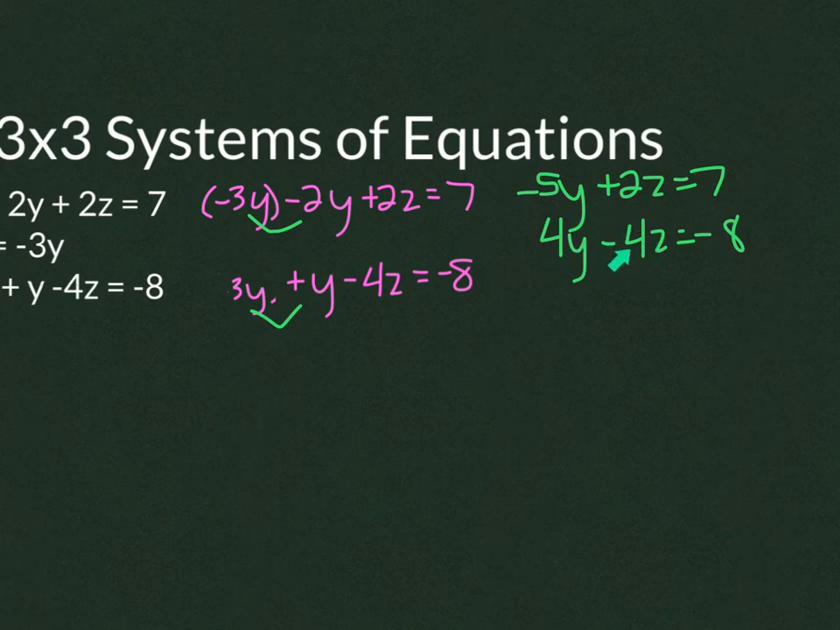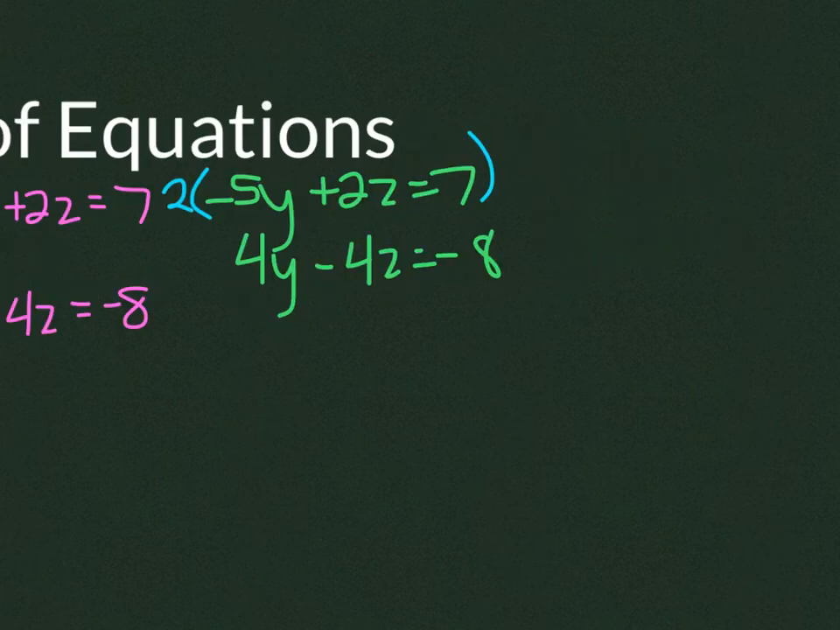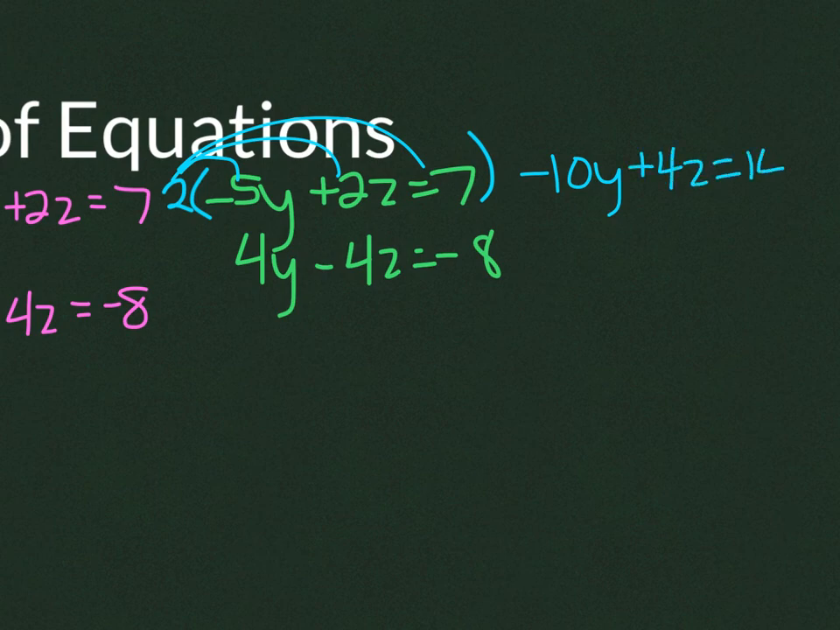So what would be easiest here is to get rid of the z's, because 4 is a multiple of 2. That means all I need to do is multiply this top equation by 2. So 2 times 2 is 4, and I'll have a positive 4z on top and a negative 4z on bottom. Remember that when you multiply the equation by 2, you multiply everything by 2. So we get negative 10y, positive 4z, and positive 14. And line that second equation back up. And then our next step is to add them together.